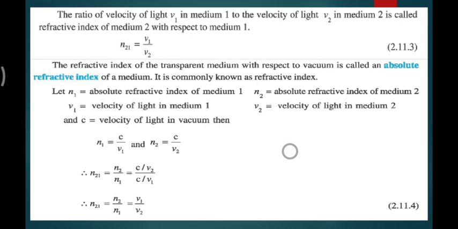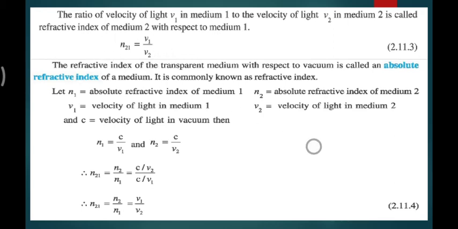You can also find this constant with the velocity ratio. As I mentioned, it is the ratio of the velocity of light in the first medium to the velocity of light in the second medium, v1 and v2. What does n21 mean? The refractive index of the second medium relative to the first. So you take the velocity ratio v1 by v2, not v2 by v1. When you take v2 by v1, you get n12.